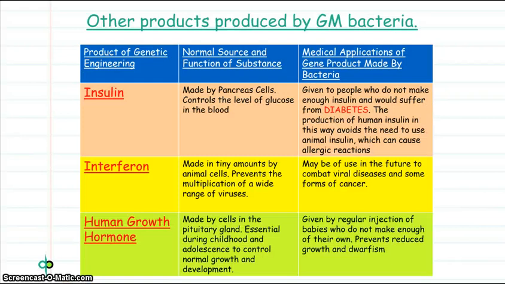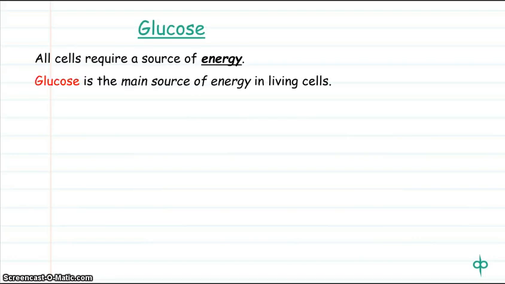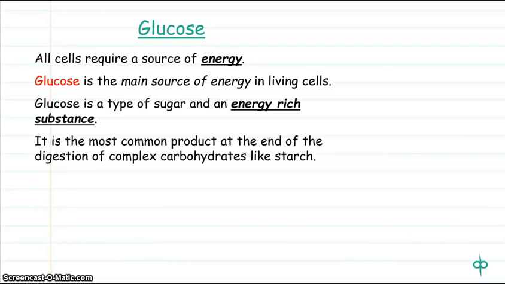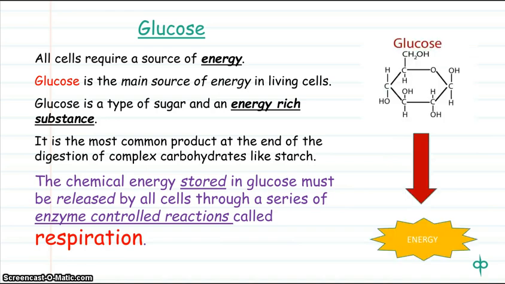Here are some examples of products made by genetically modified bacteria: insulin, interferon, and human growth hormone. If we now look at the process of respiration within cells, respiration involves the breakdown of glucose. All cells require a source of energy, and glucose is the main source of energy in living cells. It's an energy-rich substance, a type of sugar. It's the most common product at the end of digestion of complex carbohydrates like starch, and the chemical energy stored in glucose must be released by all cells through a series of enzyme-controlled reactions called respiration.